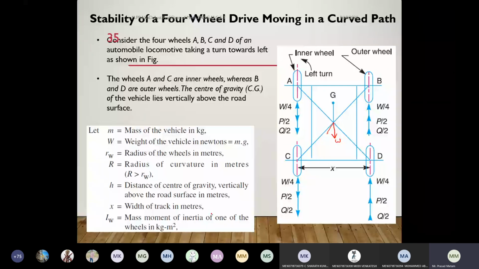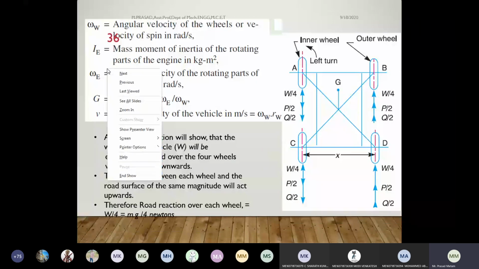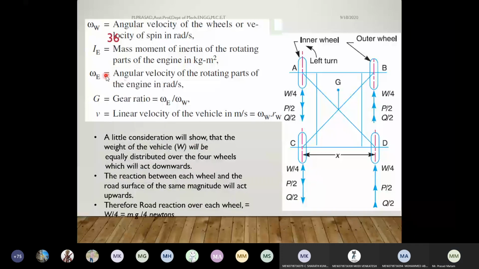Here we have IE and IW. And omega W is the angular velocity of the wheels, and omega E is the angular velocity of the rotating parts. Omega P is the angular velocity of precession, G is the gear ratio, and V is the linear velocity of the vehicle. All these parts have to be defined.